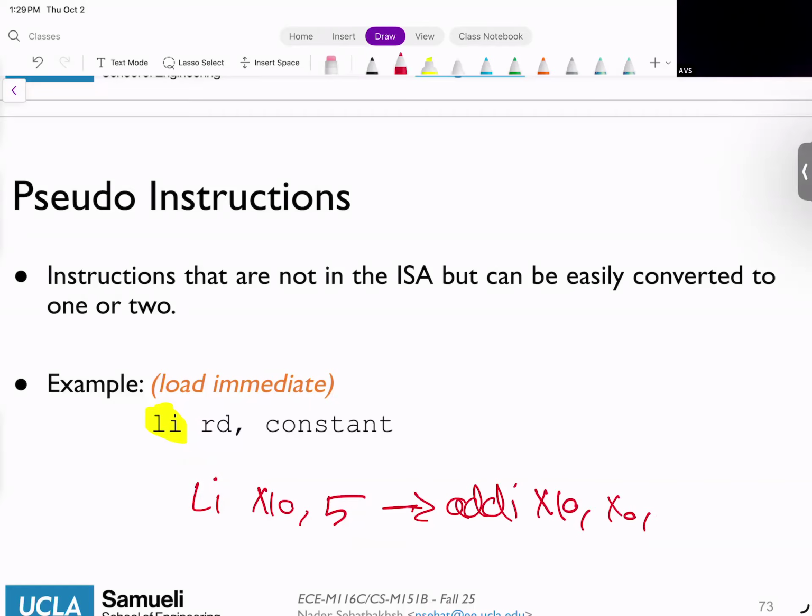Add I, x10, x0, 5. Right? These are equivalent. But this one is much nicer for a programmer to understand. It's li. That one is like weird add with x0. You might wonder, why are we adding x0 to 5? What is x0 and so on and so forth. So this is much easier for a programmer to follow. Okay?